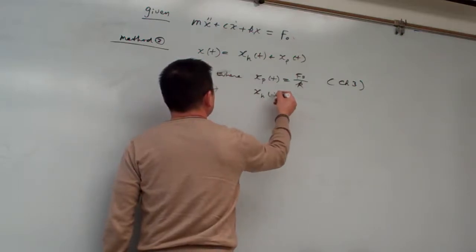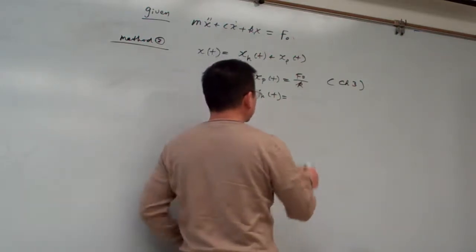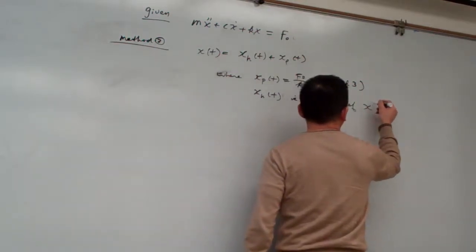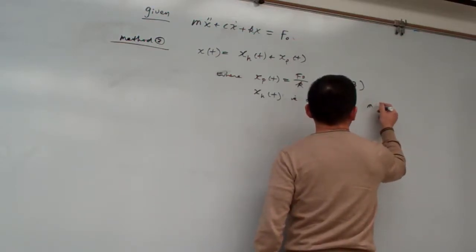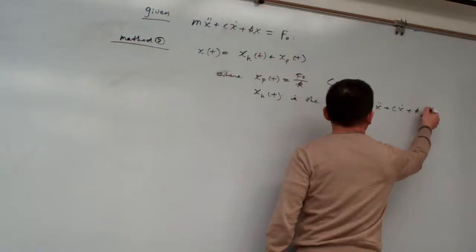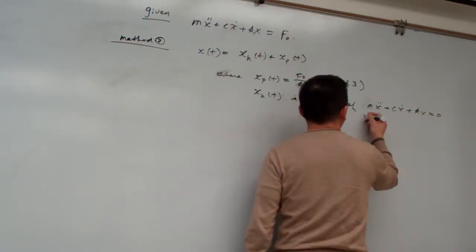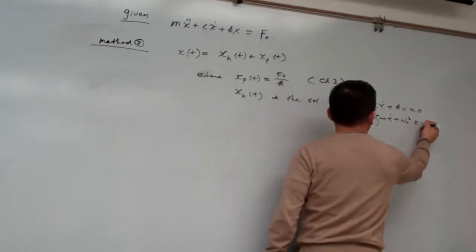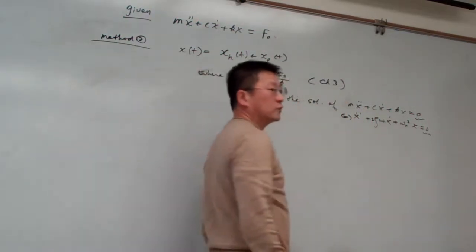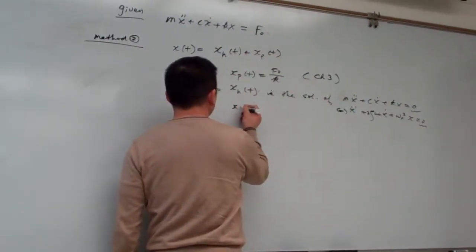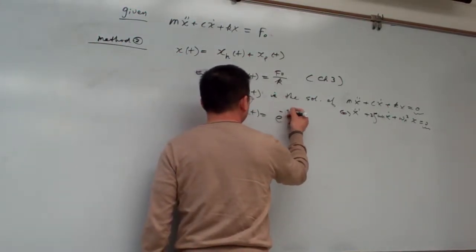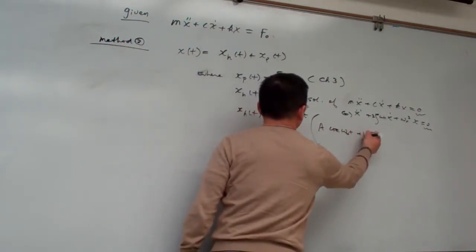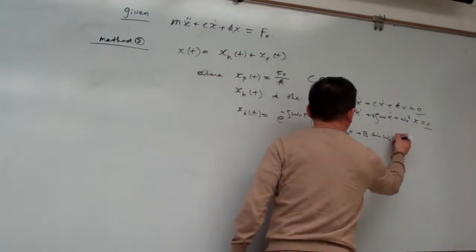And the homogeneous solution is basically the solution of m x double dot plus c x dot plus kx equal to 0. That is what we call the homogeneous solution for this one. So basically here x(t), if you remember, is e to the minus zeta omega_n t times A cosine omega_d t plus B sine omega_d t.